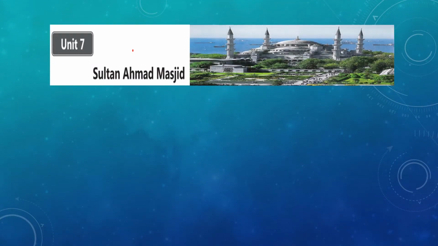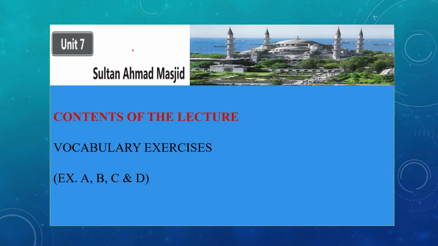In our previous lecture, we had completed the reading passage along with its Urdu translation and meanings of difficult and new words. I had also provided you sample answers of text questions as well as box questions, which I hope you all must have learned so far. In this second lecture of Unit 7, I'll be discussing vocabulary exercises A, B, C and D. So let's do it.